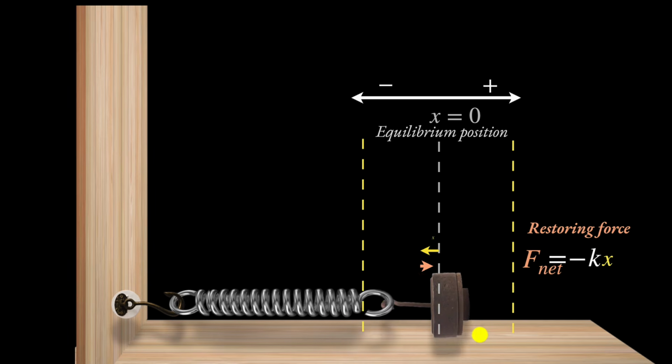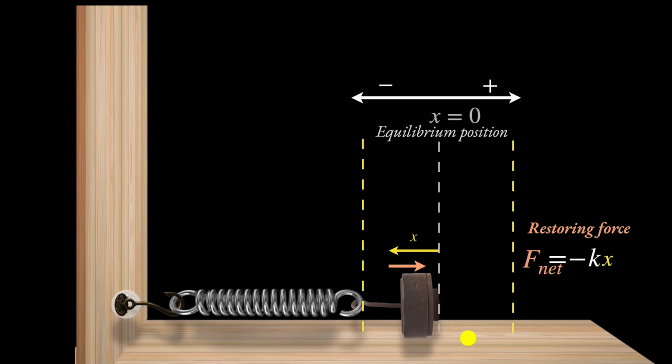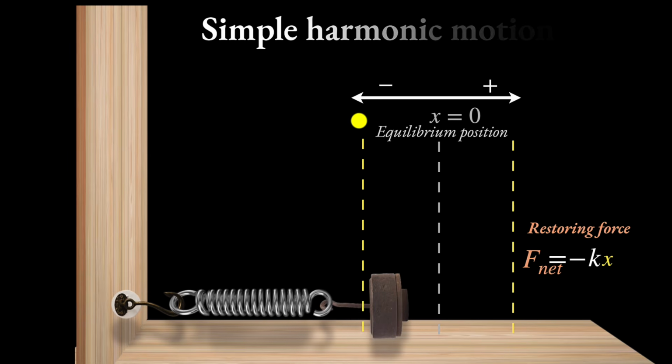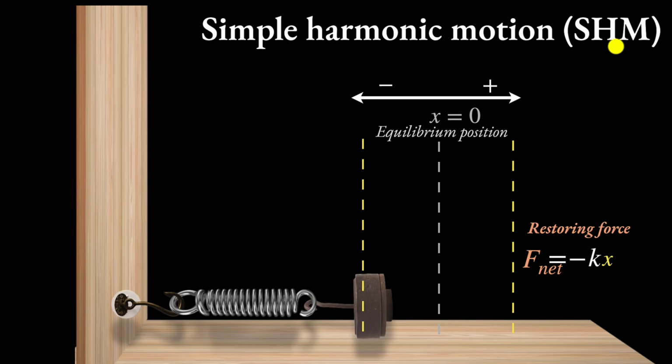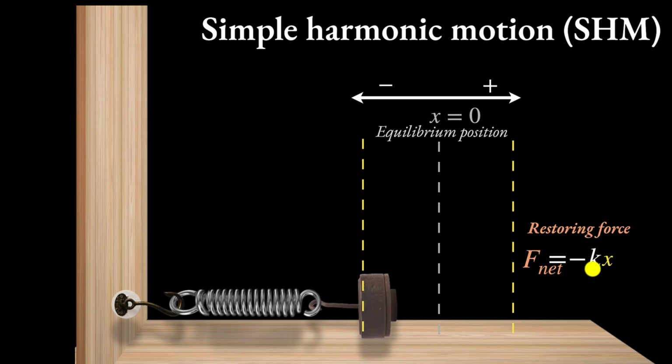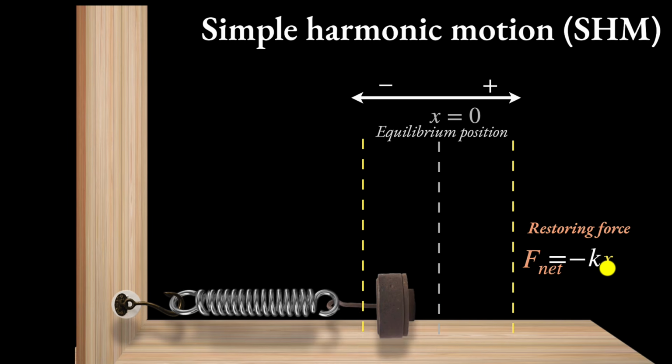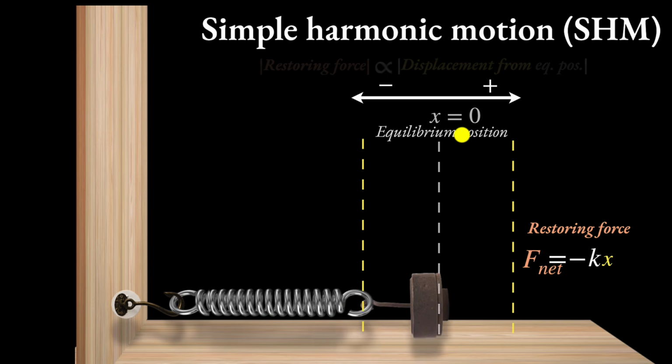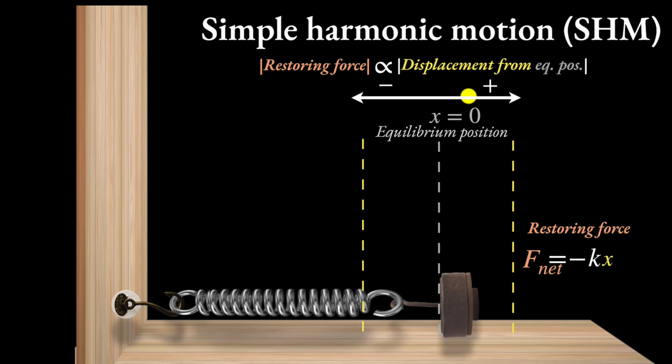So we have a periodic motion. And this particular periodic motion is called simple harmonic motion, SHM. What makes it an SHM? Well, notice in this particular case, the magnitude of the restoring force is directly proportional to the magnitude of the displacement from the equilibrium position. That's what makes it an SHM.